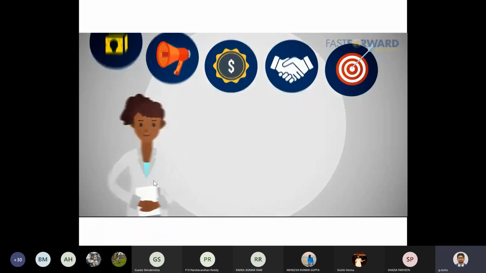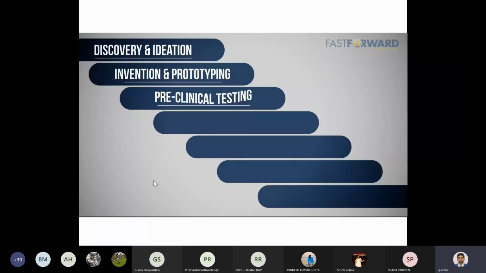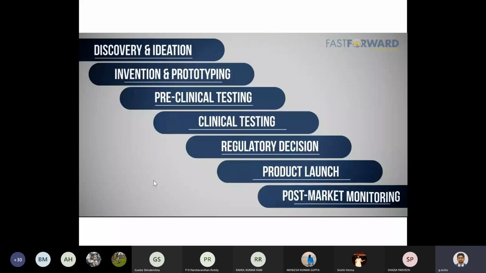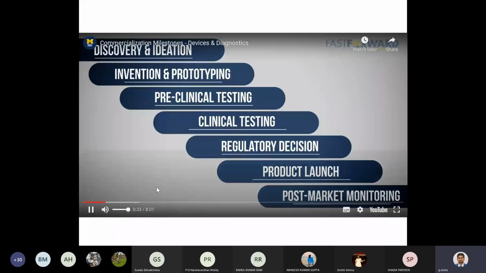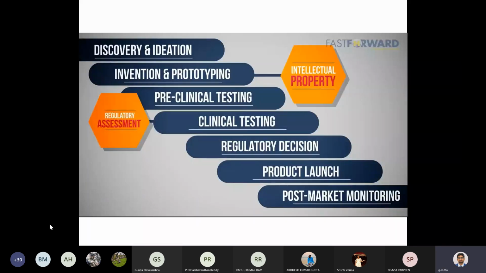A simplified version of the product development pathway includes discovery and ideation, invention and prototyping, preclinical testing, clinical testing, regulatory decision, product launch, and post-market monitoring. Although this appears to be a linear pathway, it is often circular and confusing because of other non-technical considerations, including intellectual property, regulatory assessment, and reimbursement and monetization.